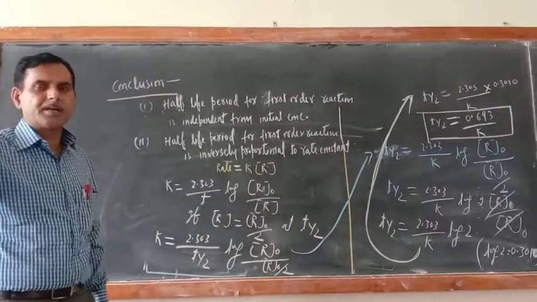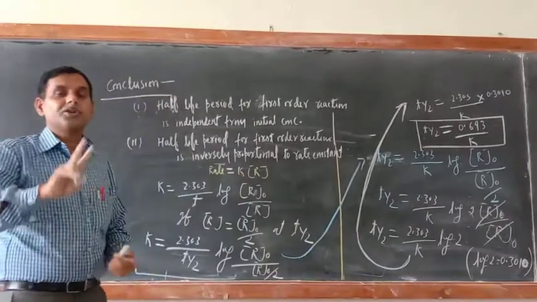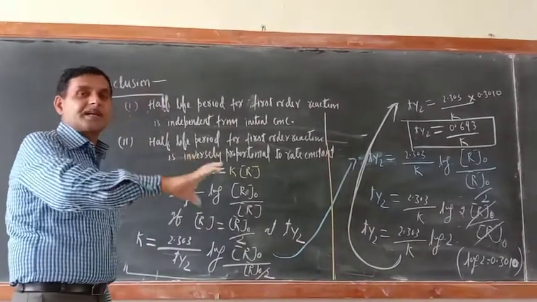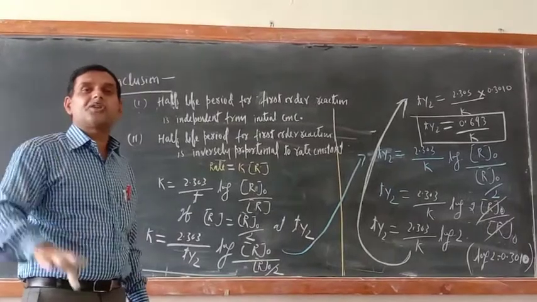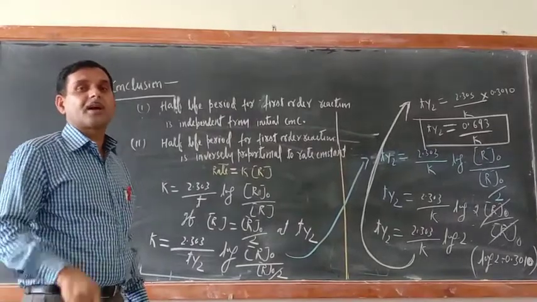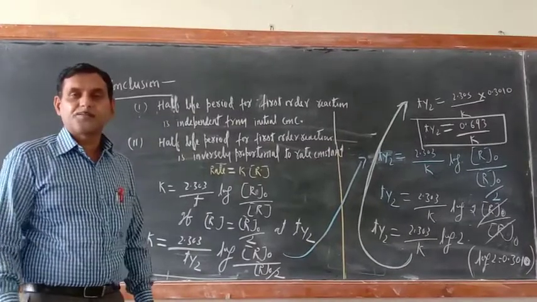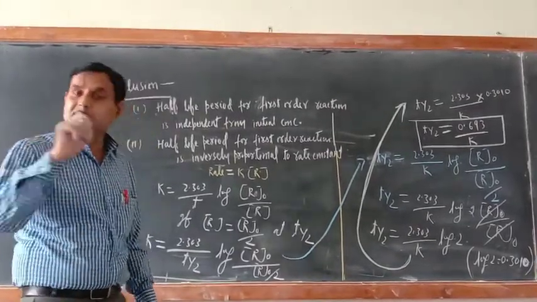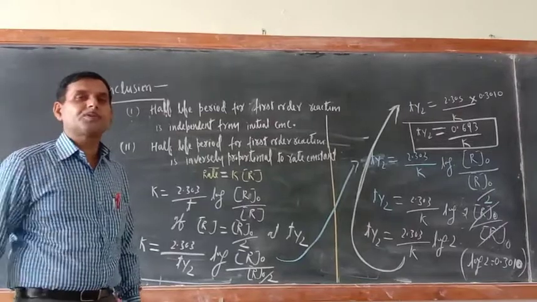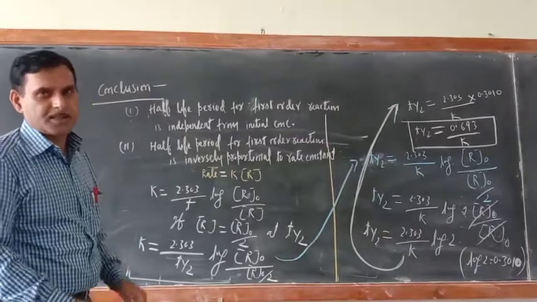So what is the difference and similarity between zero order half-life period and first order half-life period? In zero order half-life period, the initial concentration term is present, is involved. Means half-life period for zero order reaction is directly proportional to the initial concentration. But in case of first order half-life period, the initial concentration term is not involved, not present. So this was the difference. What is the similarity? Half-life period for zero order reaction is inversely proportional to the rate constant. Same is the case with the half-life period for the first order reaction.